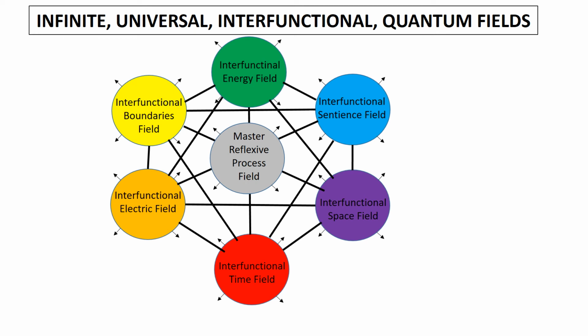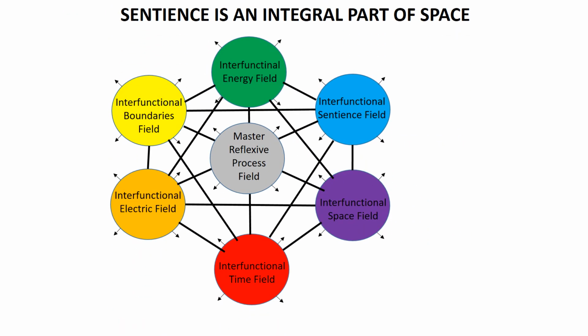If we want to show that our fields are infinite in extent, we can show this by adding outward pointing arrows. We are now illustrating infinite universal interfunctional reflexive process fields. This is rather cumbersome, so from now on we will refer to these fields just by name. So we will refer to them as an energy field, a space field, a sentient field, and so on. And similarly to the case when we look at single quanta, the interconnecting lines here represent the fact that no field can exist unless all the other fields exist. If any field fails, the whole system fails.